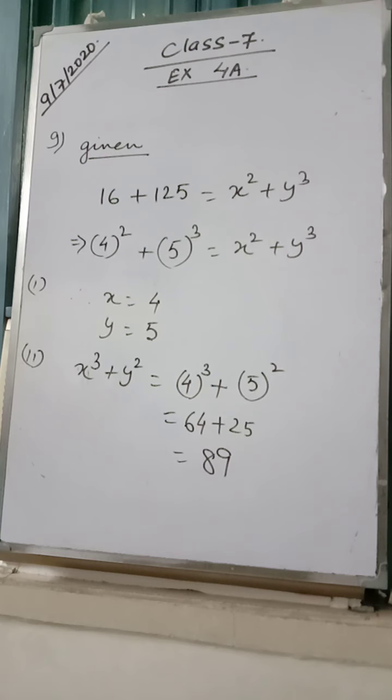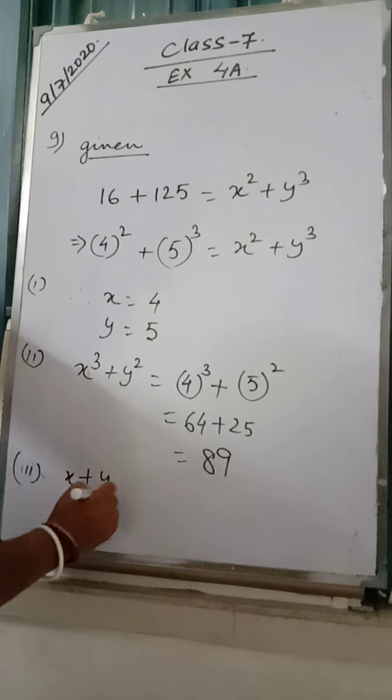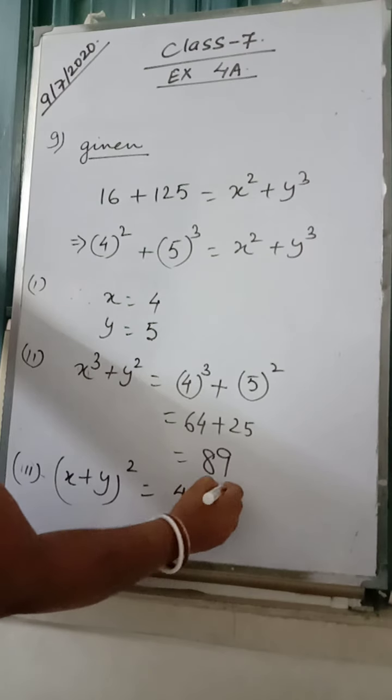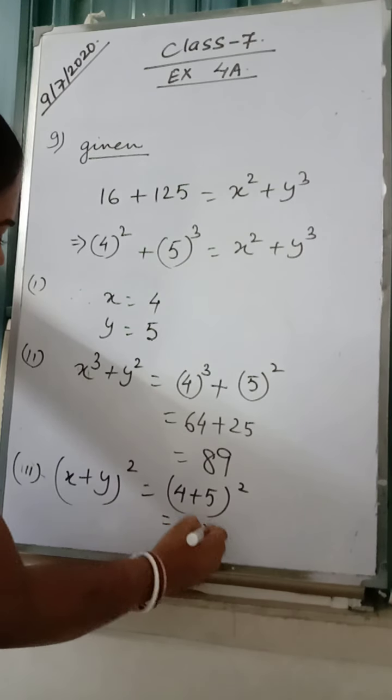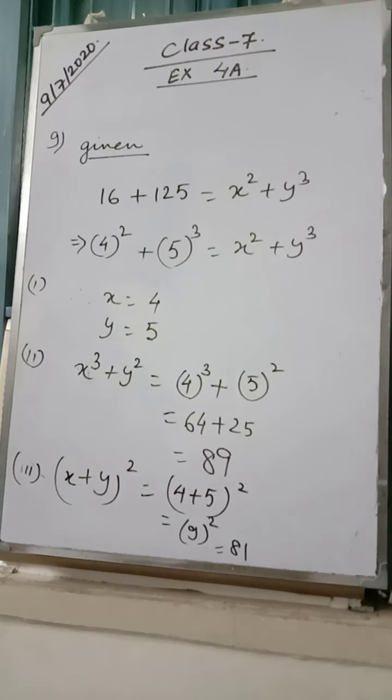Similarly, the next one is x plus y whole square. So the value of x is 4 and the value of y is 5. So 4 plus 5 would be 9, and what will be the square of 4 plus 5? 9 squared is 81. So look at number 3. It is given x plus y whole square. The value of x we have got 4 plus 5 whole square, or 9 whole square, or it is 81. In this way we get the answer to question number 9.